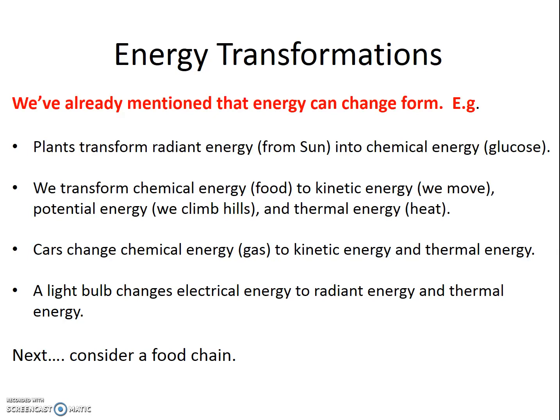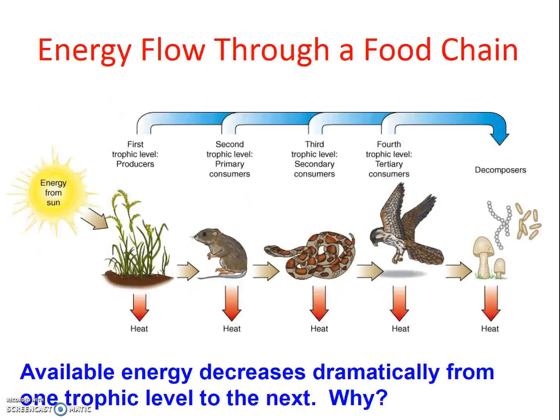Next, let's consider a food chain. Energy flows through the food chain. Of course, the ultimate energy source for the food chain is the radiant energy from the sun. Plants, producers, are able to transform that radiant energy into chemical energy, glucose, within their bodies. And then different animals along the food chain consume the plant and then each other to gain that chemical energy.